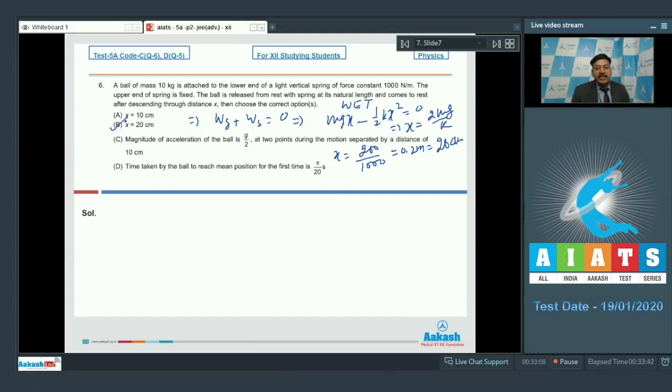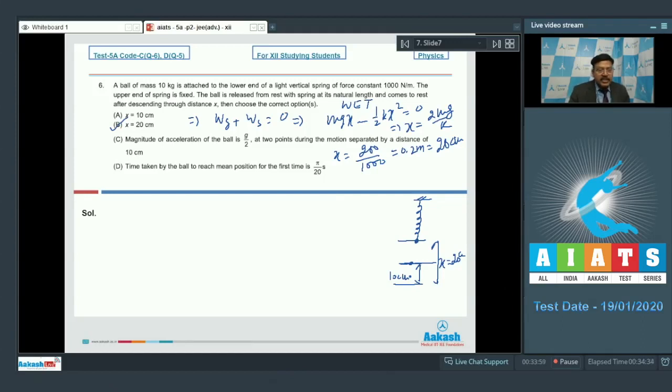Now to evaluate options C and D, let's consider what's happening here. Say this is the arrangement. This was the initial position of the ball. From this point it has descended through to this point. This value x is equal to 20 centimeter. So in fact the net force is 0 somewhere exactly midway between the two. You can easily check that, and this value is 10 centimeter. So the ball will perform vertical SHM with amplitude of 10 centimeter.